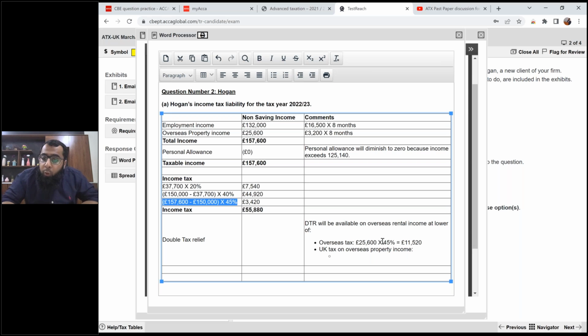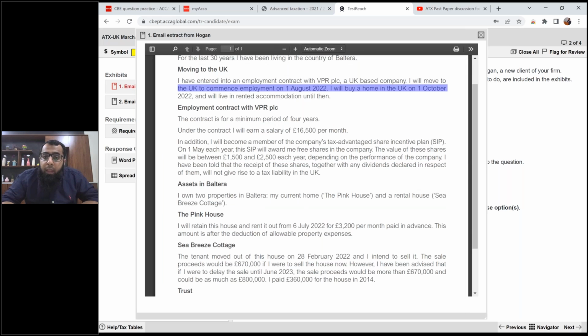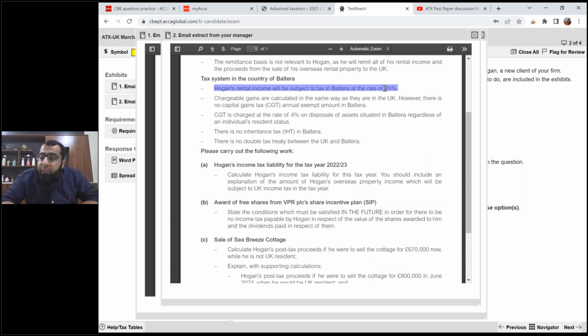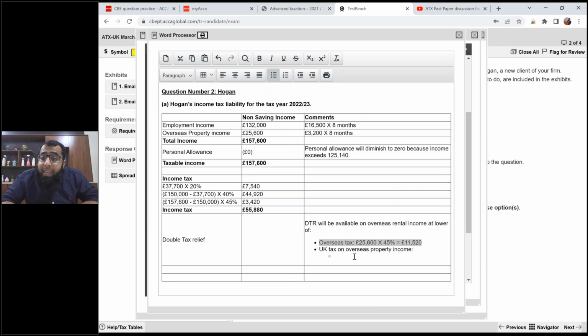Listen to me. The overseas tax is at 45%. It was given in the question. Now in UK, I will tax it at maximum rates. Now how? See, 7,600 was taxed at 45%. For the maximum rate, I will pick up the last slices. 7,600 was taxed at 45%.